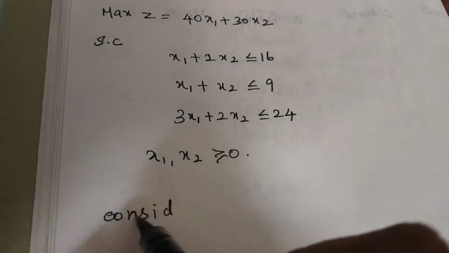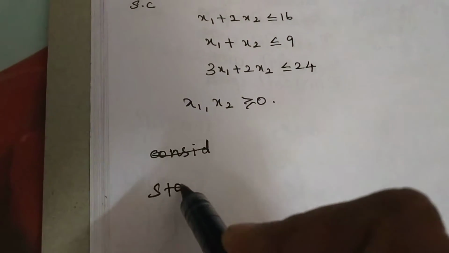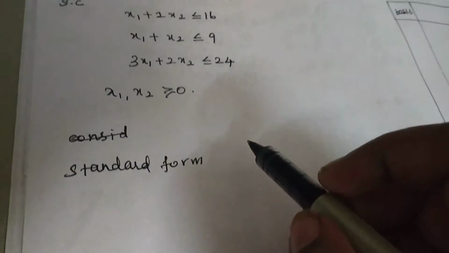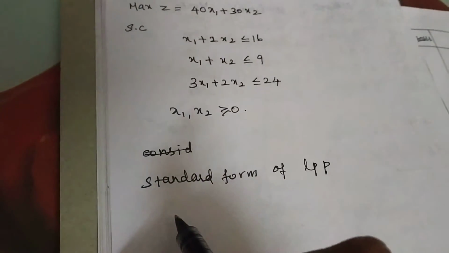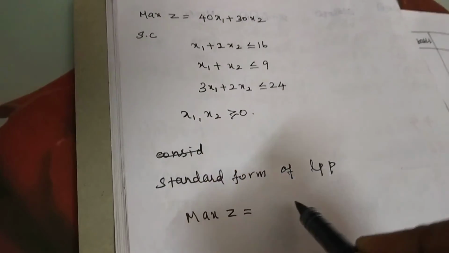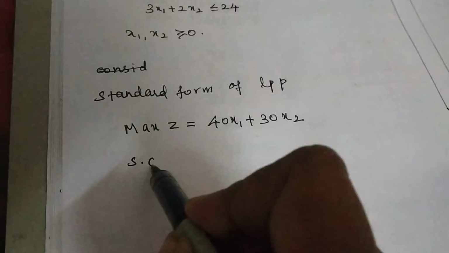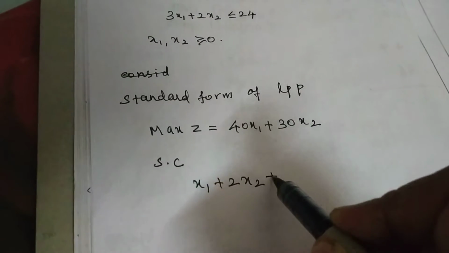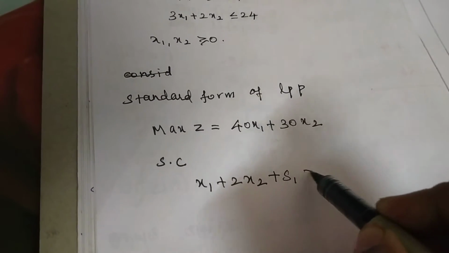So first, the standard form of LPP. What is the standard form of LPP? First, maximize z is equal to 40x1 plus 30x2 subject to the constraints. The first one, x1 plus 2x2, which is less than or equal to type, so we have to add plus s1 is equal to 16.